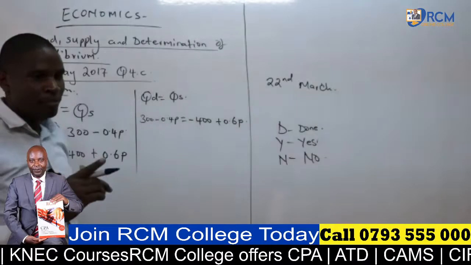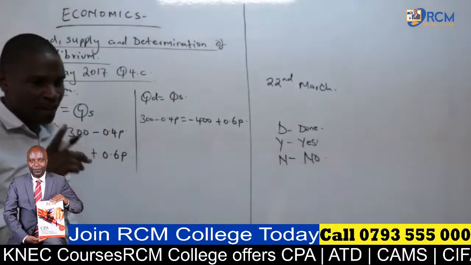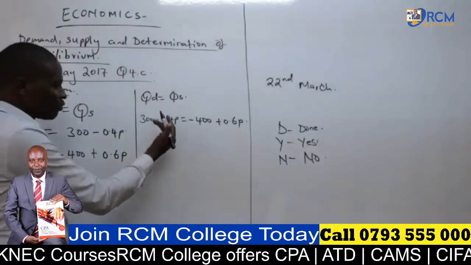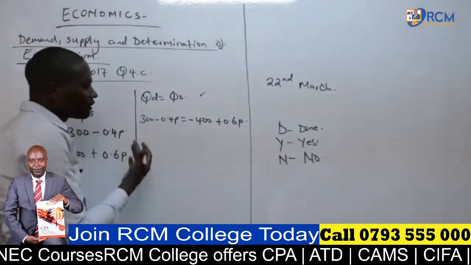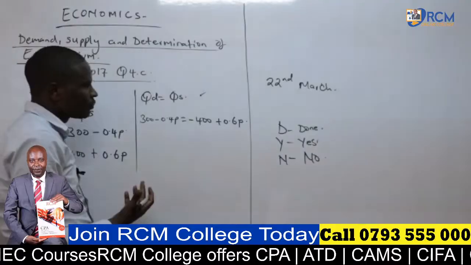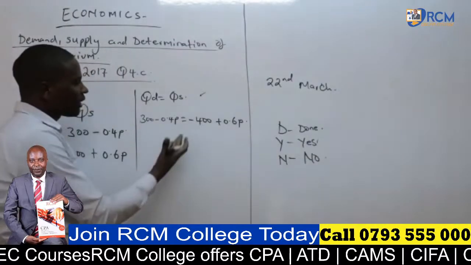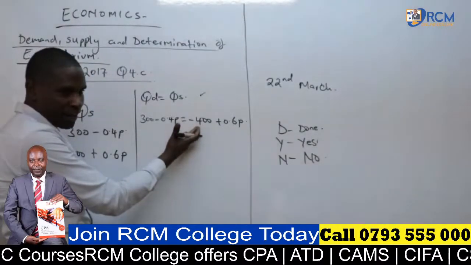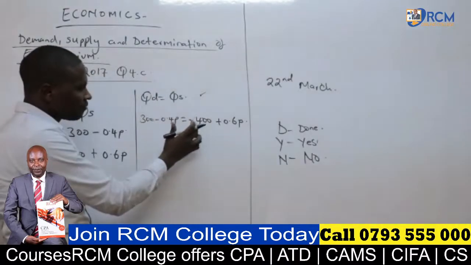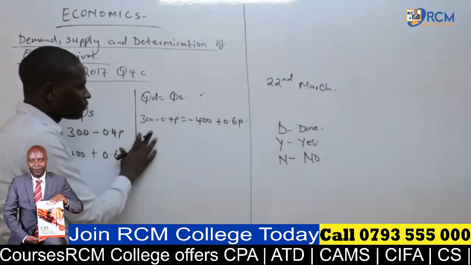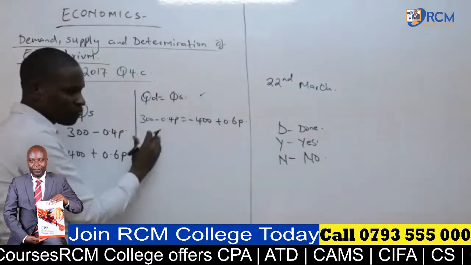At equilibrium, QD is equal to QS. Asante. Anthony anatuambia hivyo. So in this case, we already have that. Now, let's bring the right terms together. I can see integers here: we have minus 400 and we have positive 300. I can bring my 400 this side.